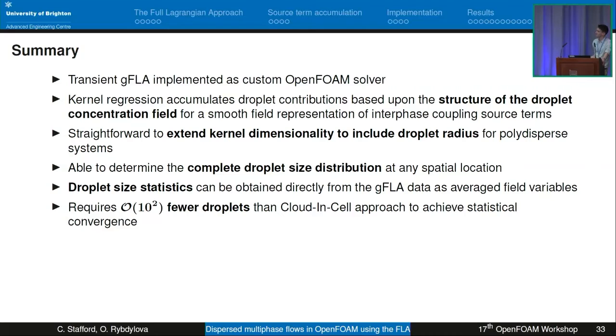And in reference, we've seen that we can use of the order of 100 times fewer droplets, I should say, than the cloud-in-cell approach to get a statistically converged result.